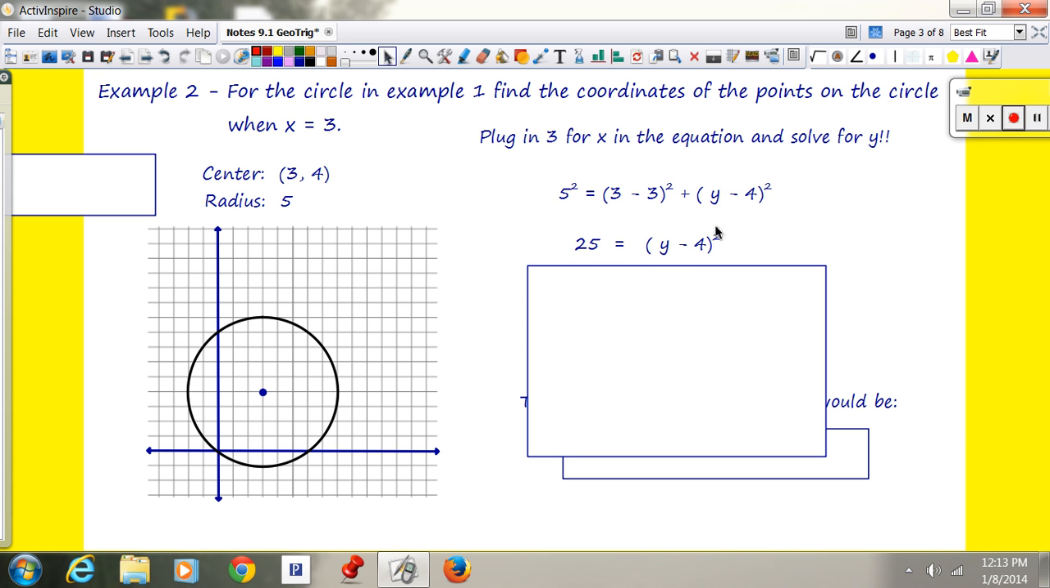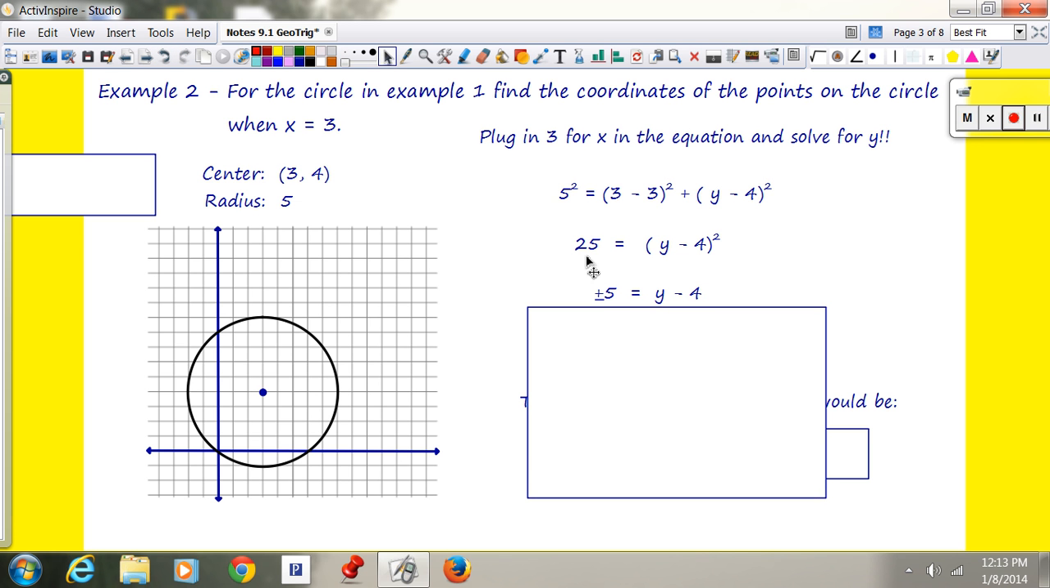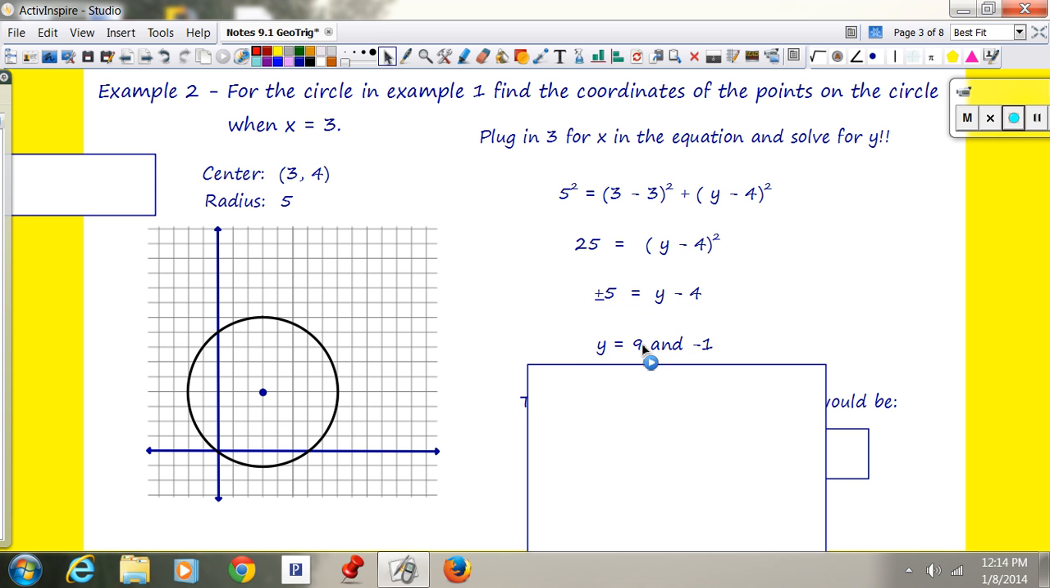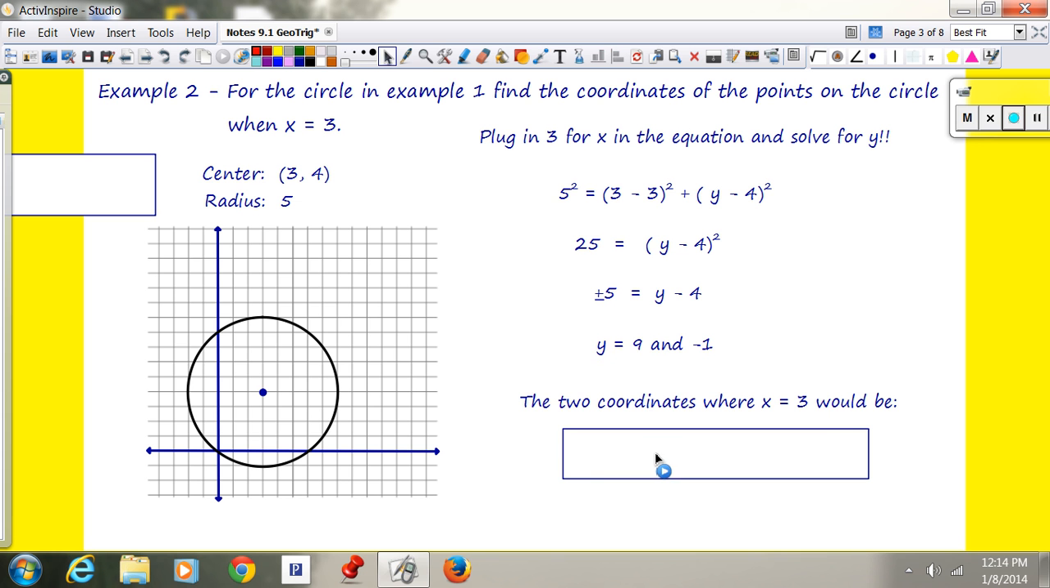Now to get rid of this little square right here, we need to square root both sides. So you would want to square root here, and you would want to square root there, which is hard to do with a mouse. But we want to square root both sides. So that's what you'd be doing. And then you would get a plus or minus 5, and then you just have the y minus 4. And if you added 4 to both sides, 4 plus 5 is 9. And 4 minus 5 is negative 1.